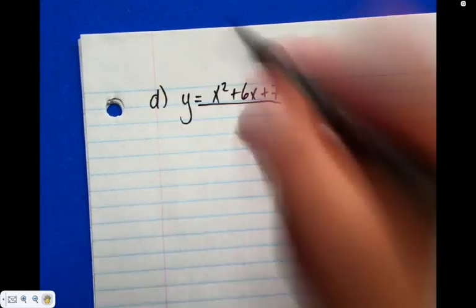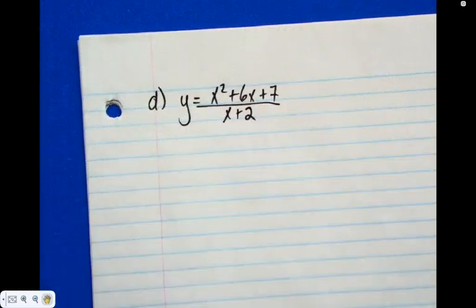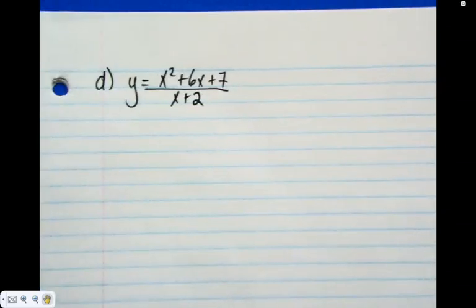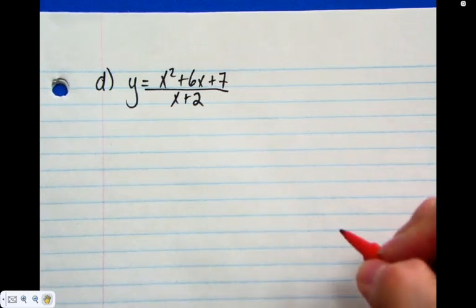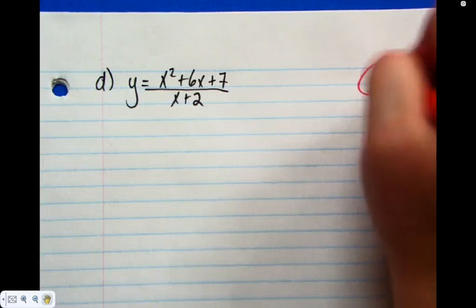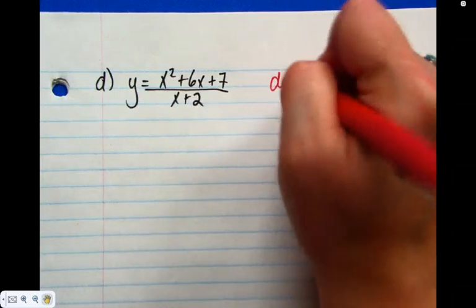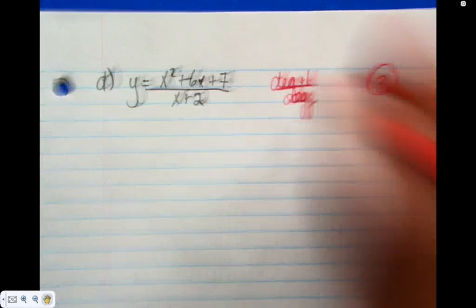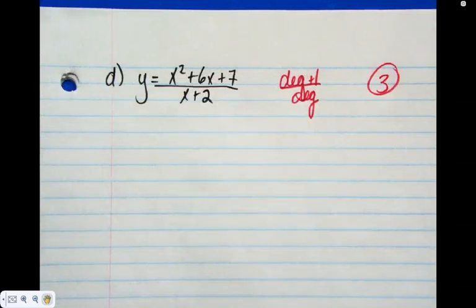X squared plus 6x plus 7 over x plus 2. Degree on the top is 2. Degree on the bottom, 1. Which case is that? That's a case 3 because it's degree plus 1 over degree. Yes, I also sigh when we get to case 3.